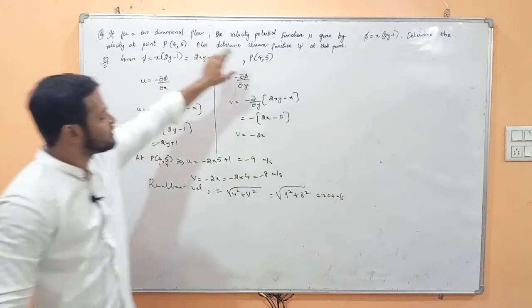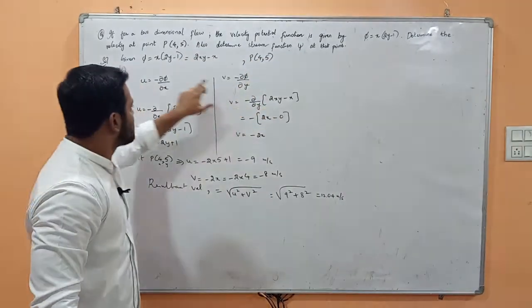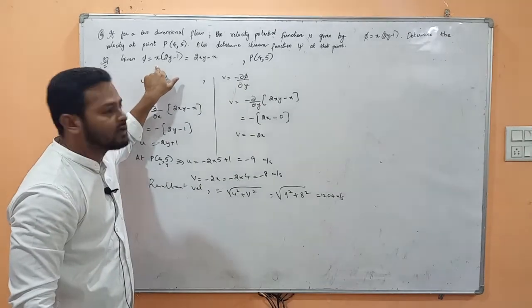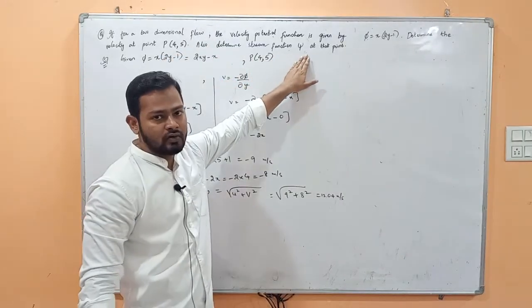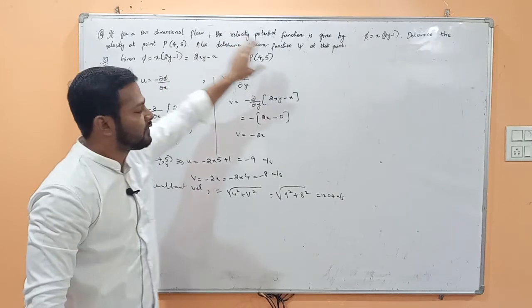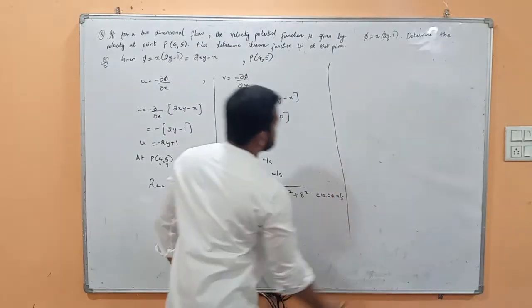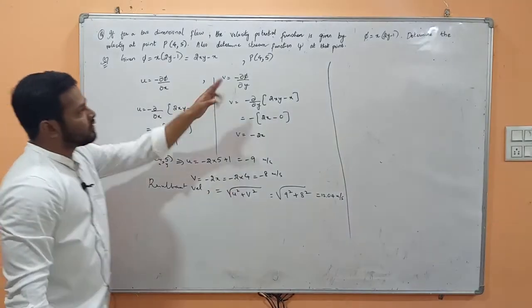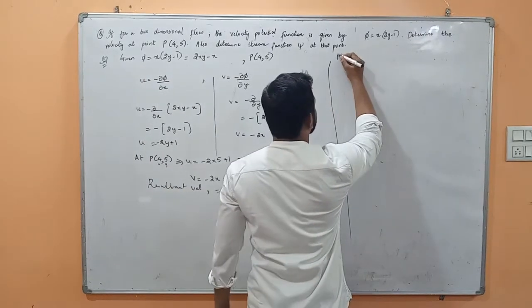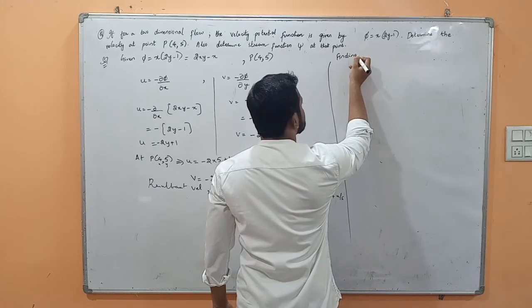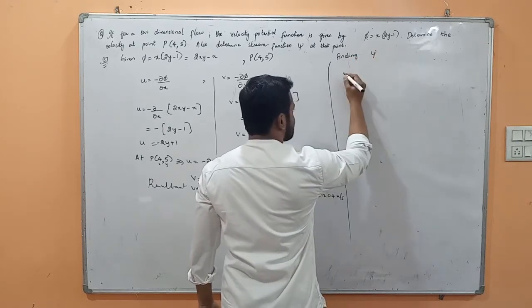The second part of the problem is to also determine the stream function at that point. Velocity potential function phi has been given, you have to find out psi. Okay, phi has been given, you have to find out psi. See this type of problem. So in order to find out psi, I am finding psi now.